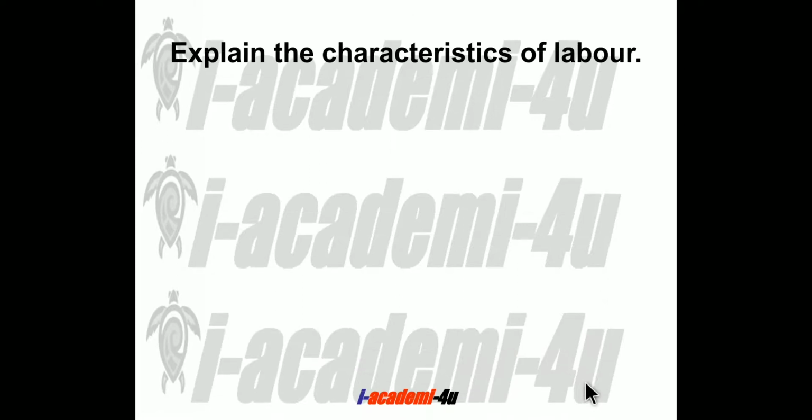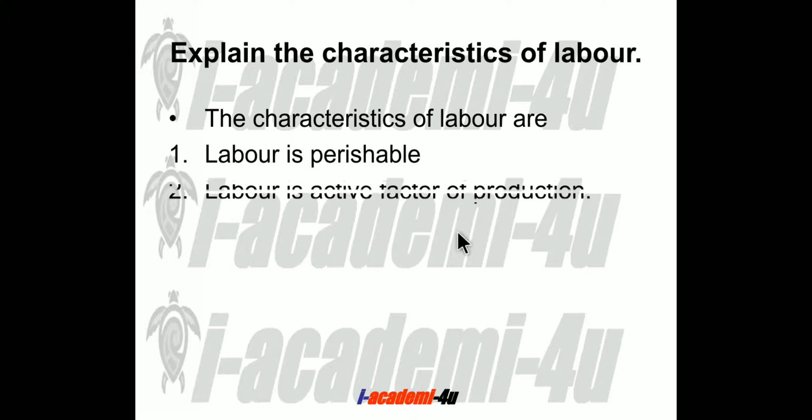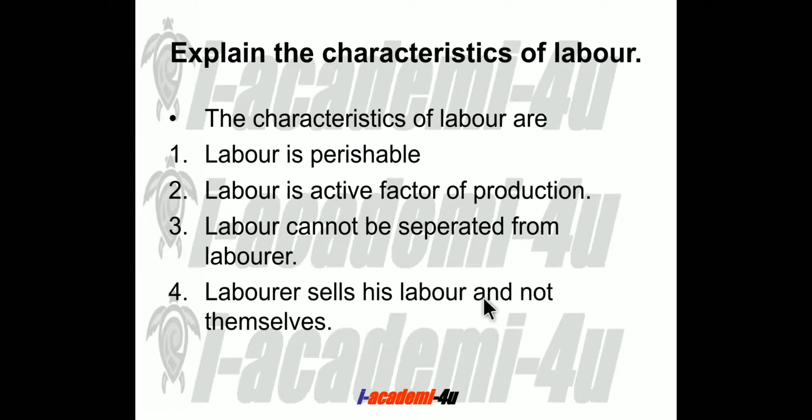Now, let's go to the next question. Explain the characteristics of labor. Labor, as we know, is one of the active sources of production or factors of production. Now, what are the various characteristics of labor? Number 1, labor is perishable. That means it cannot be stored. The effort of a person, whatever work we do on one day, cannot be stored for tomorrow. Tomorrow we will do the work of the next day. We'll discuss these things in detail. Let's see what the various points are. Labor is an active factor of production. Labor cannot be separated from laborers. Laborers sell their labor but not themselves. And labor is mobile. Now let's pick up one after the other.